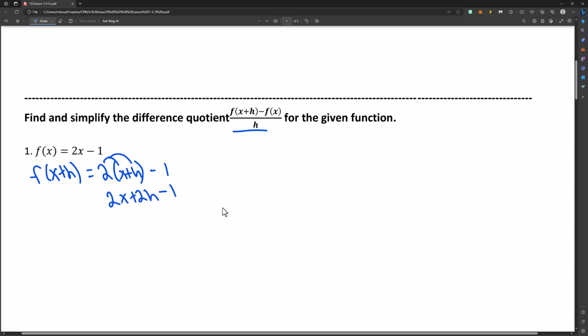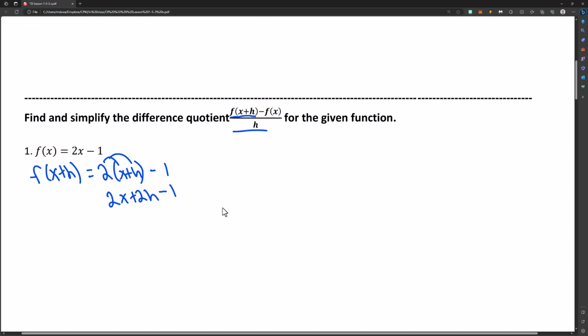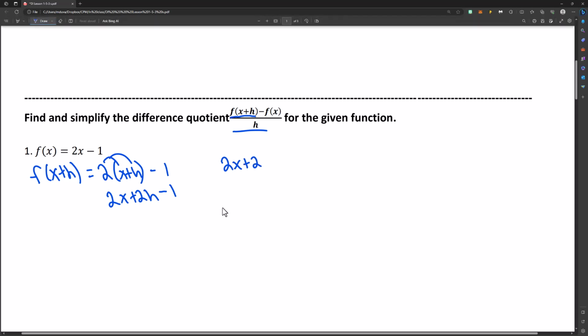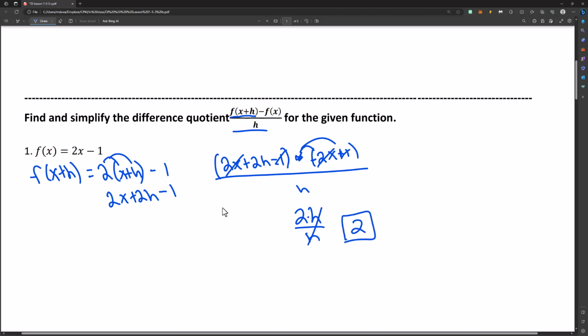So now I can plug it into the formula. So f of x plus h, so 2x plus 2h minus 1, minus my f of x, which is 2x minus 1, all over h. So now I need to distribute that. So that becomes a negative and that becomes a positive. So 2x and minus 2x cancel out. Negative 1 and positive 1 cancel out. So I have 2h all over h. Since those are being multiplied, those factors reduce, and my answer is going to be 2.